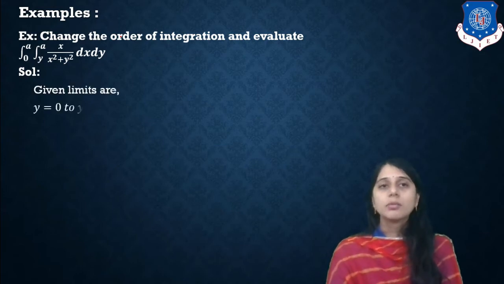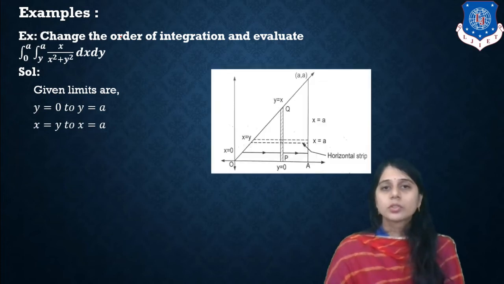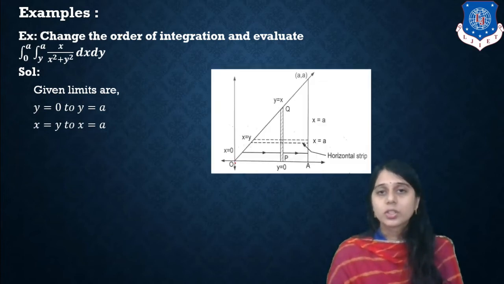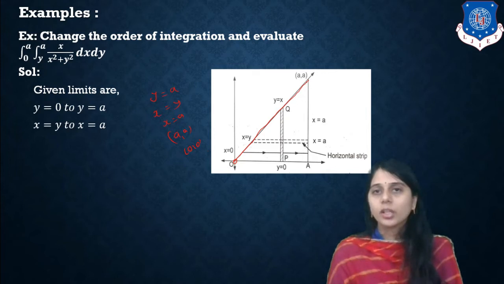What are the limits? The limits are y equal to 0 to a and x equal to y to a. What is y equal to 0? This is the point 0, y. And what is a? And x equal to y gives this linear formation. So if y equal to a and we put x equal to y, then x equal to a. So one point is a and the second point is 0, 0. So we start from 0, 0 and go to a.